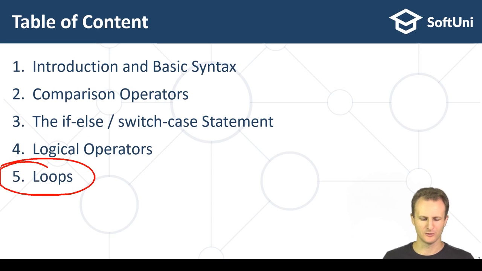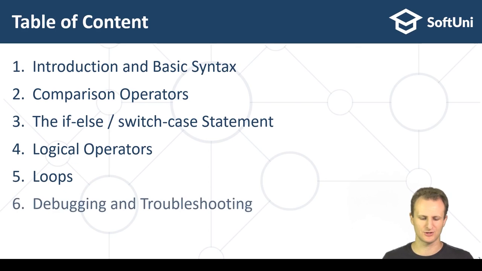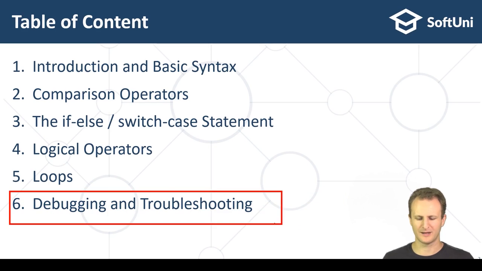Then we'll talk about loops, meaning how we can execute a piece of code a random number of times. And by random, I mean a number of times which is not determined while writing the code, but rather determined, for example, at execution by input from the user or by some other conditions which are generated during the program execution. And then we'll finish up by talking about debugging and troubleshooting our programs.